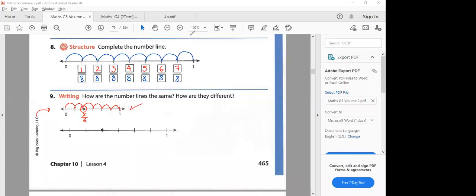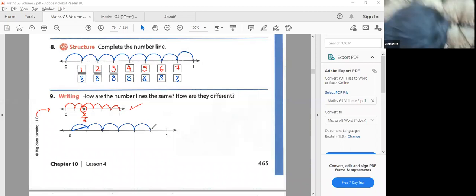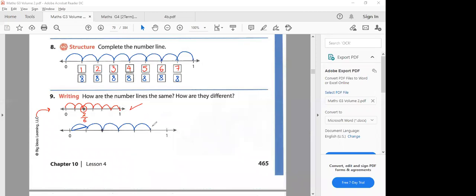The second one, 1, 2, 3, 4. Count with me. 5. 6, right? We have 6 jumps also, right? Right.